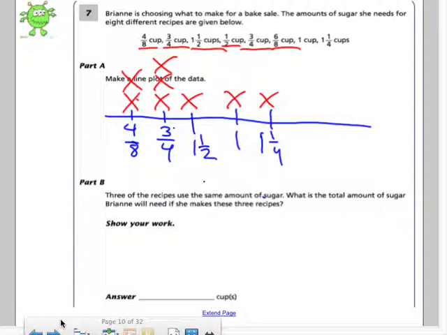Kaylin? 3/4. 3/4 is correct. No, Mr. Graham, it's 3/4 twice and 6/8 once. Well, guess what, guys? 6/8 is equivalent to 3/4. So we can really do 3/4 plus 3/4 plus 3/4. What are we gonna get?